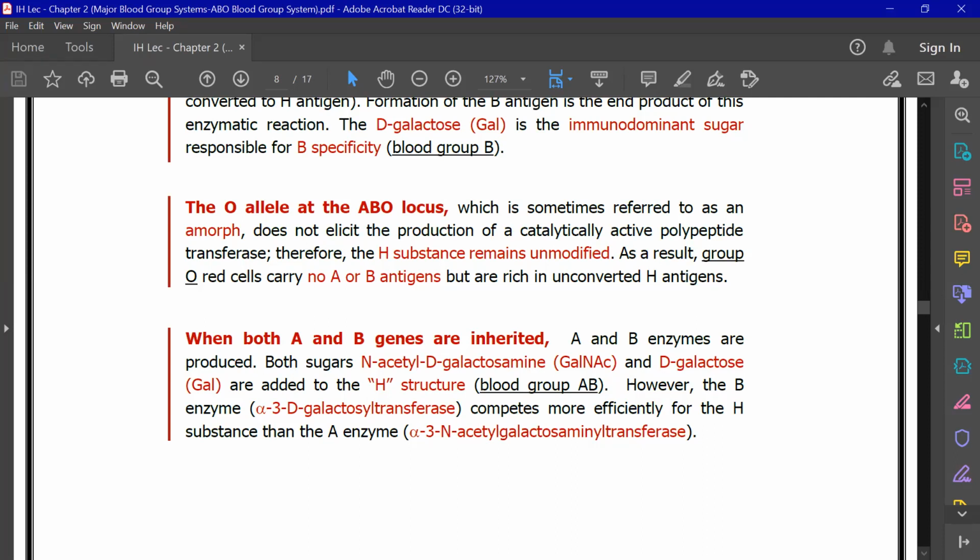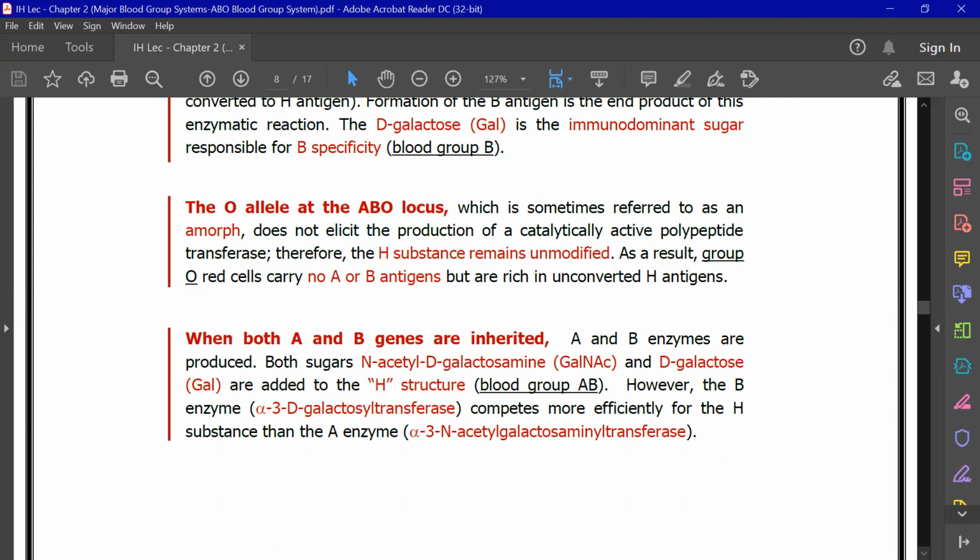And as a result of this, guys, walang mangyayari na any enzymatic reaction once na ang na-inherit natin ay yung O gene. So as a result of this, red cells, the group O red cells do not carry A or B antigens, but they have numerous number of your H antigens.